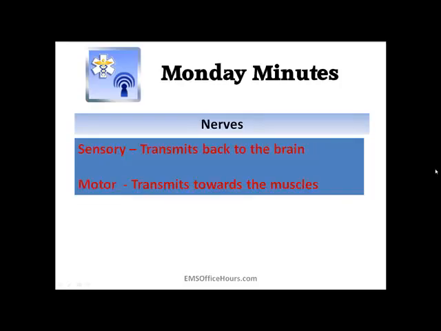And your nerves have both your sensory nerves, which transmit back to the brain, and then you've got your motor nerves, and those transmit towards the muscles, all right? Remember that. You're going to probably see that on the test, if you haven't already, which nerves go to the brain and which nerves transmit to the muscles. Keep that in mind. You might see that on the test.